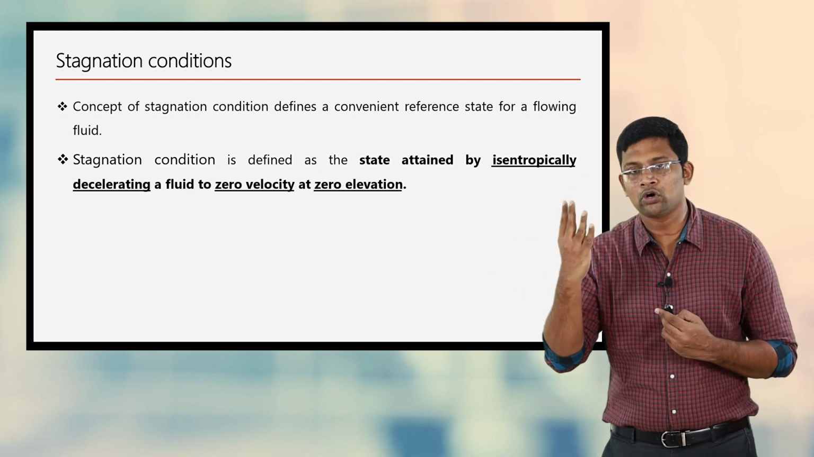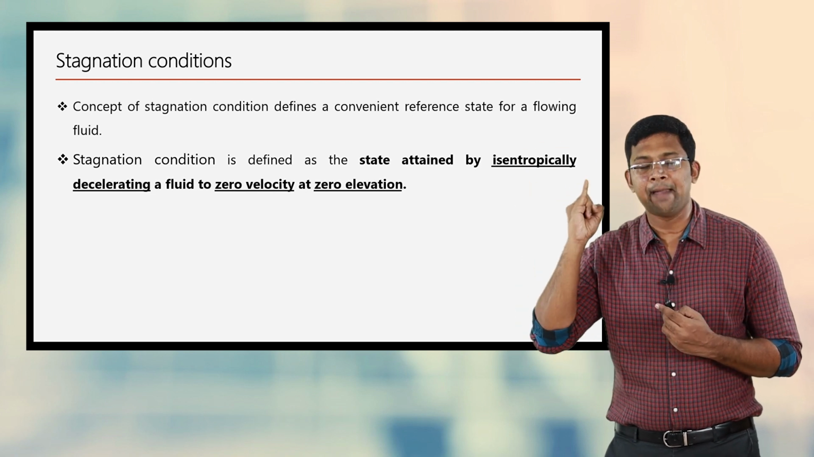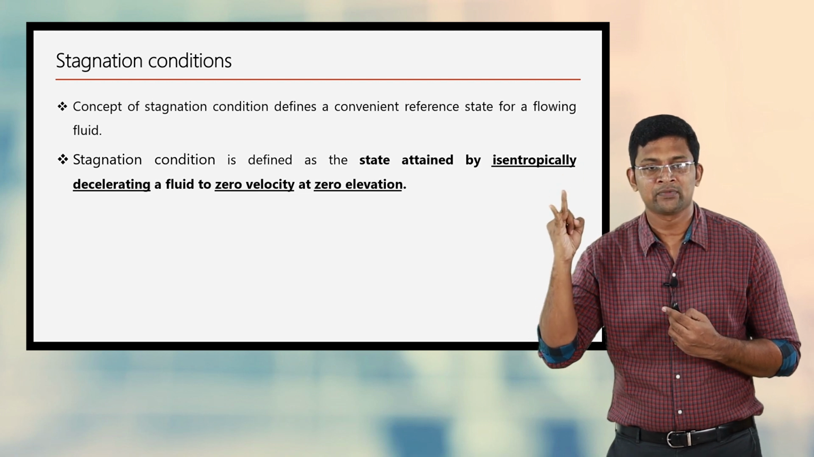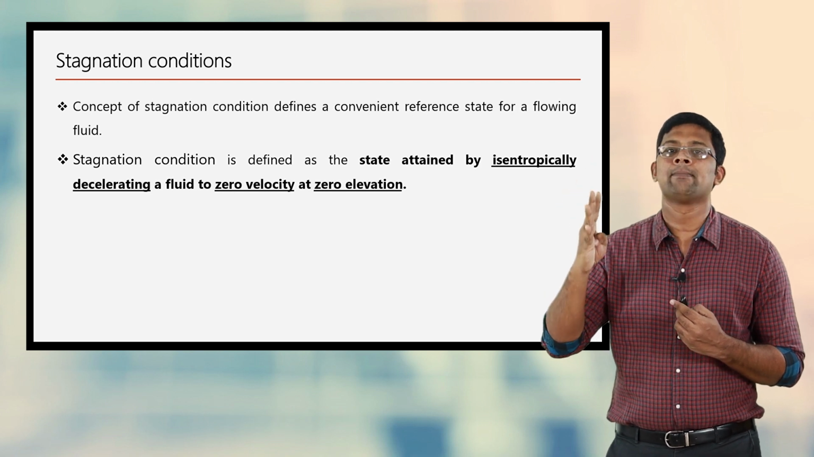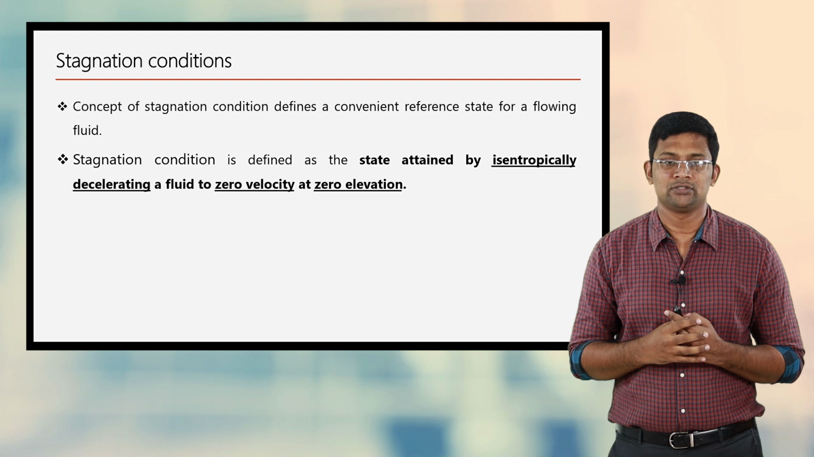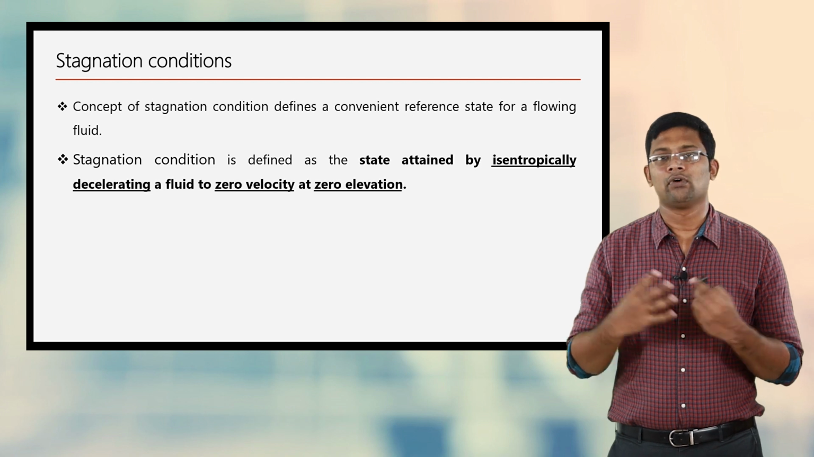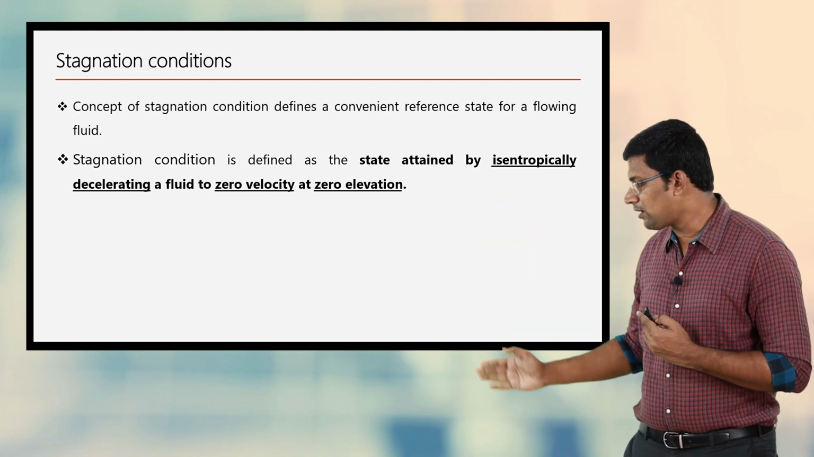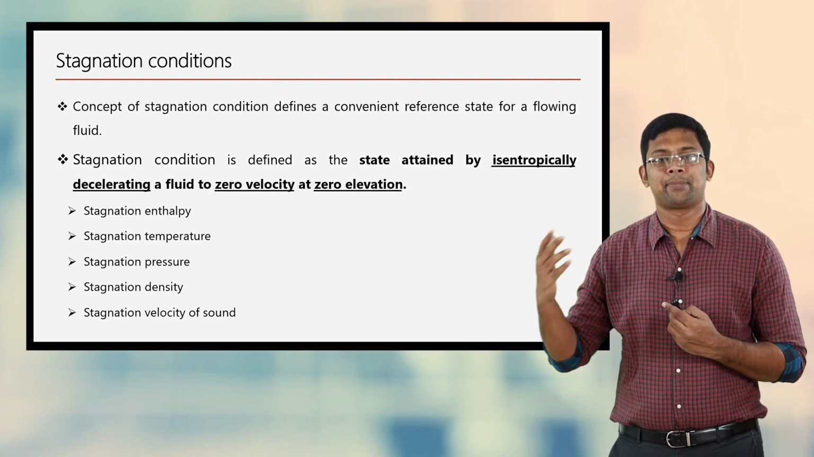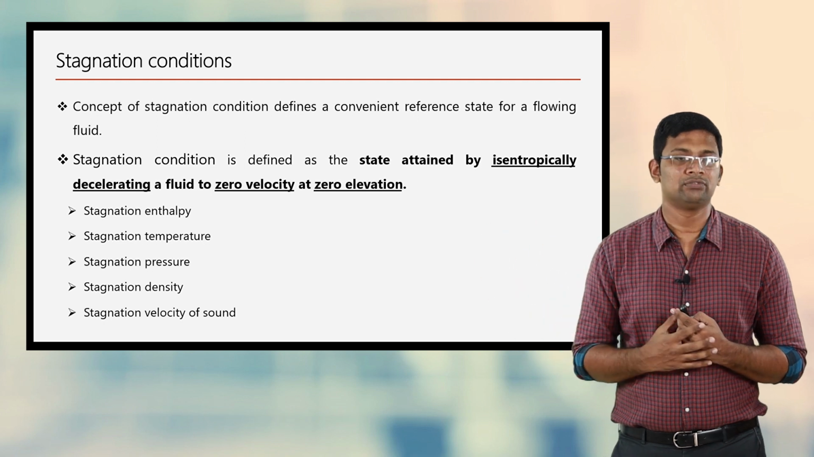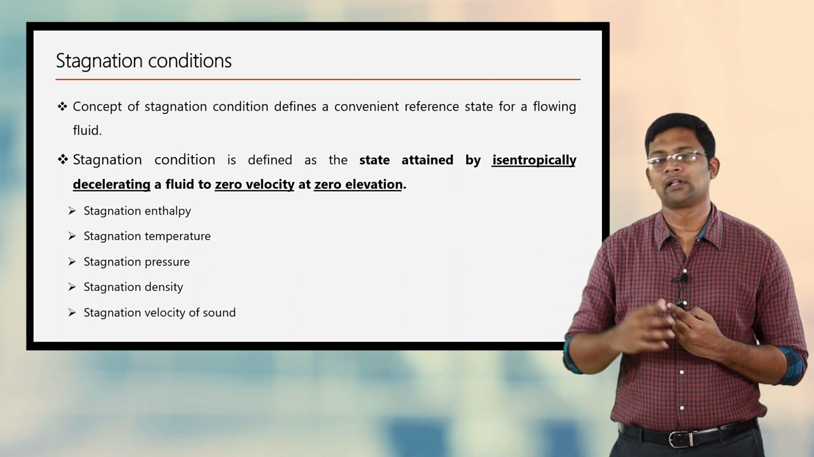I have pinpointed 4 points in that definition. So, we are decelerating a moving fluid to zero velocity at zero elevation, and the process is done isentropically. So, these are the 4 important terms for the definition of a stagnation condition. Now, the concept of stagnation condition defines a convenient reference state for the flowing fluid. We have to define all these types of stagnation condition, starting with stagnation enthalpy, temperature, pressure, density and velocity of the sound. All these have some minor derivations which can be done in 3 or 4 steps.